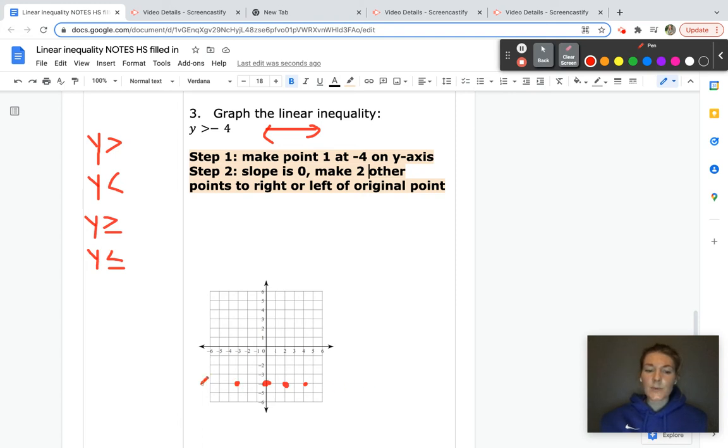Step 3 tells us we need a dotted line, so we're just going to kind of make dots to connect this line right through there. So we chose dotted line for step 3. I will write that in so you'll have it in the completed version.